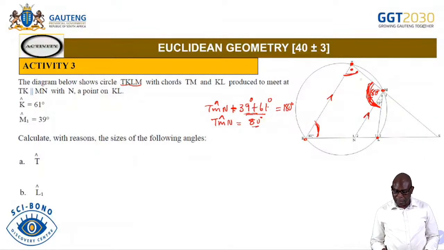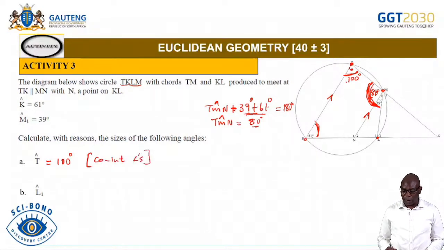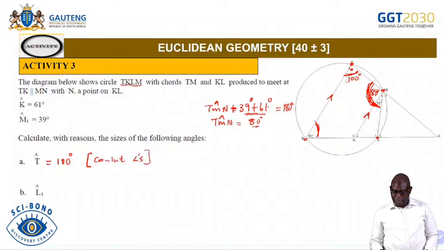Now, if that is 80, then this angle here and that angle, so my T angle will be equal to 100 degrees. So that one will be 100 degrees because 80 plus that will give me 180, and the reason will be co-interior angles. Co-interior angles. All right. Now, if that angle is 100 and I need that angle, remember this is a cyclic quad.